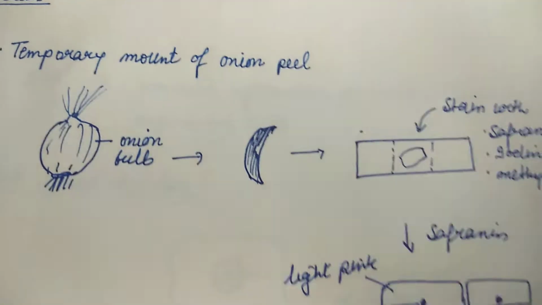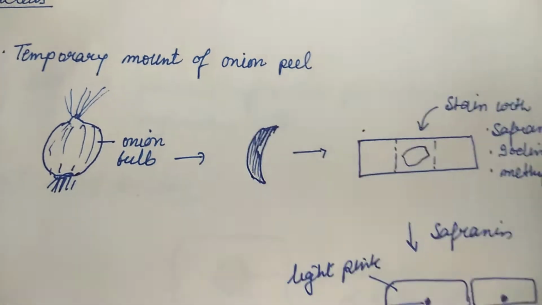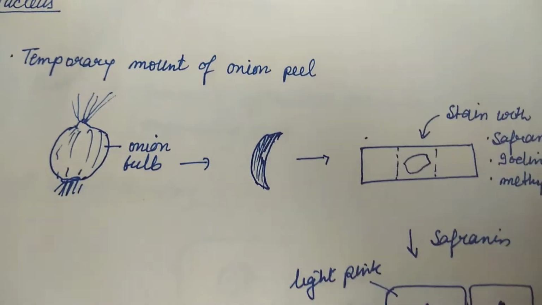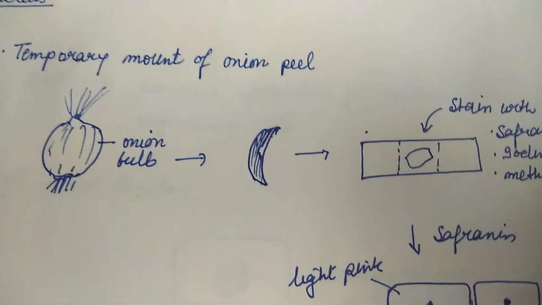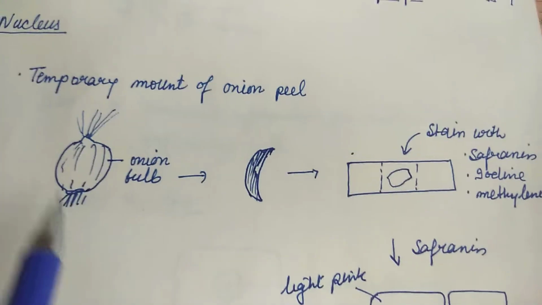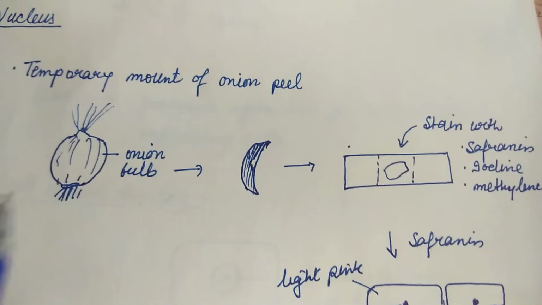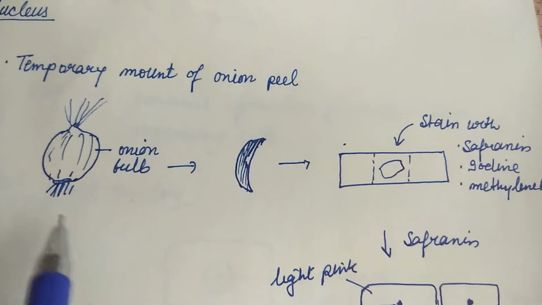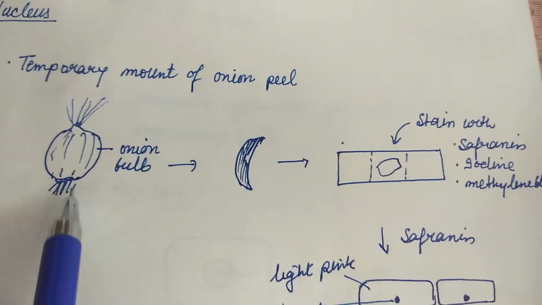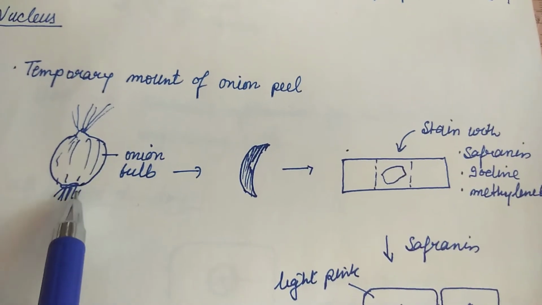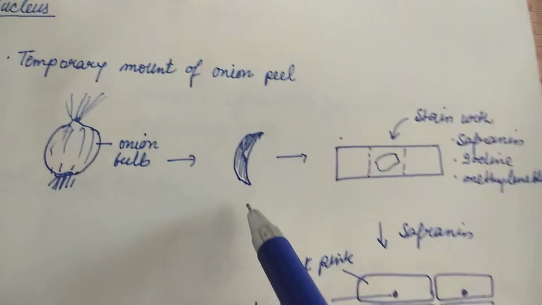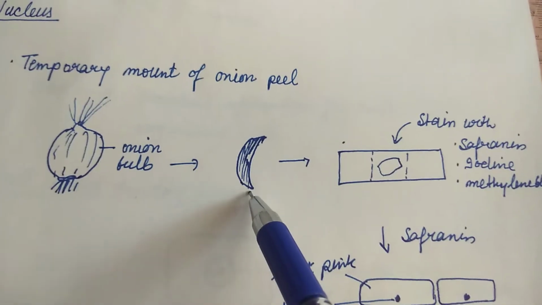Otherwise, if we observe it after 2-3 days, or even after a few hours, everything will be spoiled because we have not preserved it. So there are permanent mounts or permanent slides, and temporary slides. Here we are talking about a temporary mount of onion peel. We are all aware of the onion bulb that we eat normally or use as a vegetable. If we cut it and take a single leaf of it and peel it from inside, we get a transparent structure.